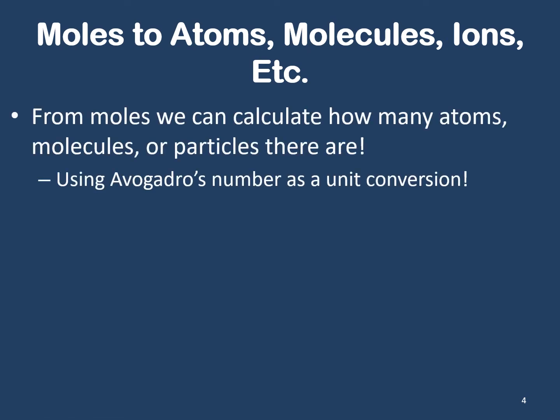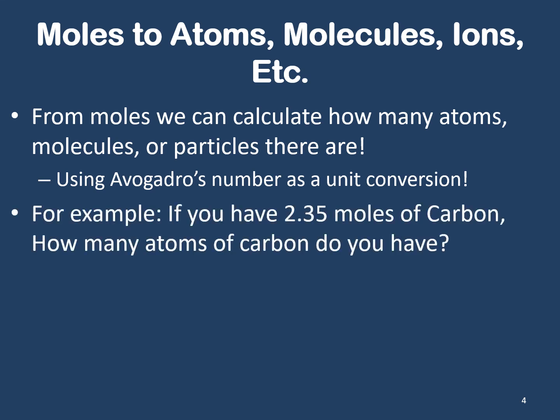Now, let's talk about Avogadro's number as a unit factor. So 6.022 times 10^23 is how many particles are in 1 mole. So maybe I have 2.35 moles of carbon atoms. And now I want to find out, hey, how many atoms is that? Well, I can do that using Avogadro's number, right?